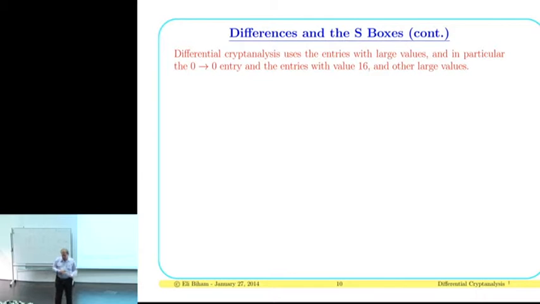So we want to find differences with high probabilities. Meaning, 0 to 0 in most of the S boxes is the best, but we can't do it in all the S boxes, because if we do it in all the S boxes, in all the rounds, this means that the two plaintexts are the same, and if we have two same plaintexts, there is no reason to encrypt the second time and make differences.